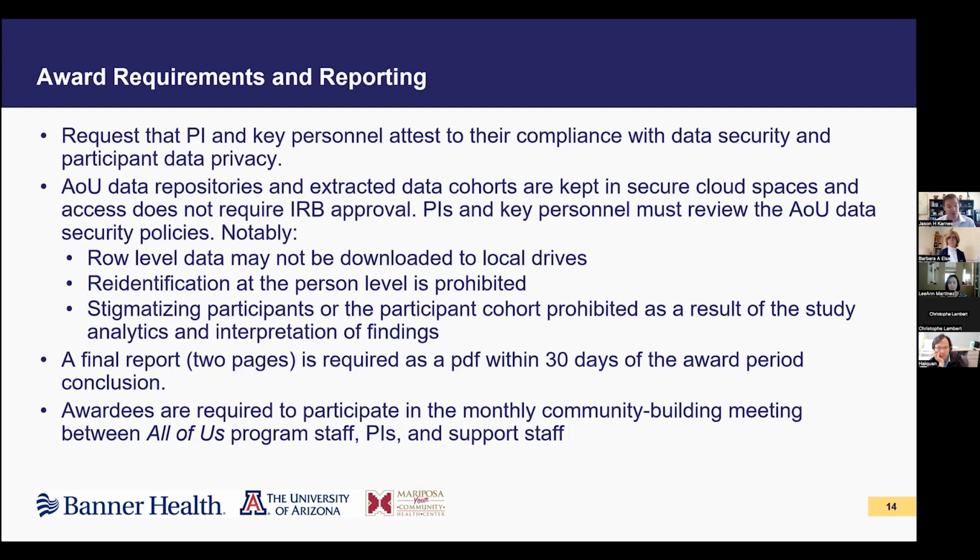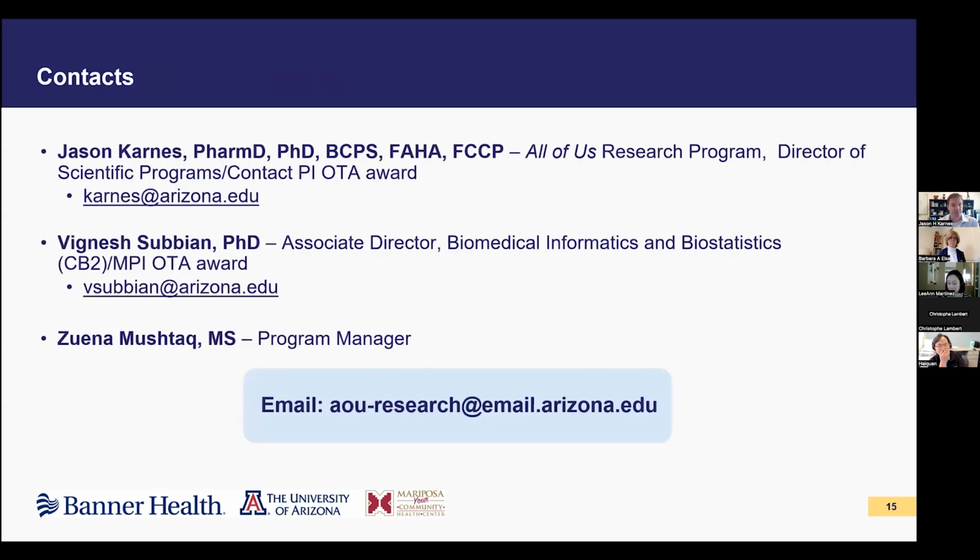Eventually, we'll require a 2-page report. And then we do ask that awardees participate in a monthly community building meeting. And we've had these, and we call them workbench community forums. We've had these in prior years for our other awardees. They're primarily from the institution. But this is an opportunity to share with other PIs and other awardees some of the issues that have been encountered, some of the suggestions for improvement of the workbench and the associated infrastructure, and also just to sort of build a community around this actual workbench research.